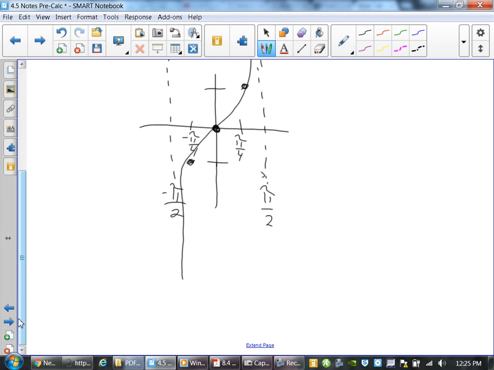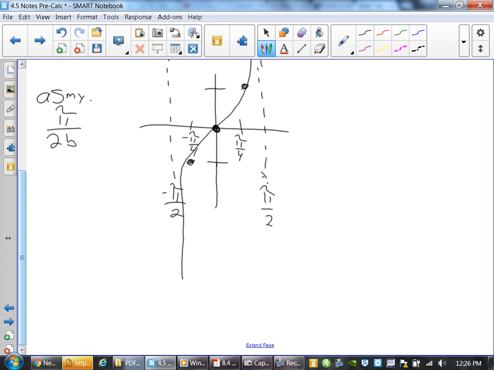So again, your asymptotes are at pi over 2b. Pi over 2b is where you're going to get your asymptotes to start. Shall we do an example where a and b are not 1?